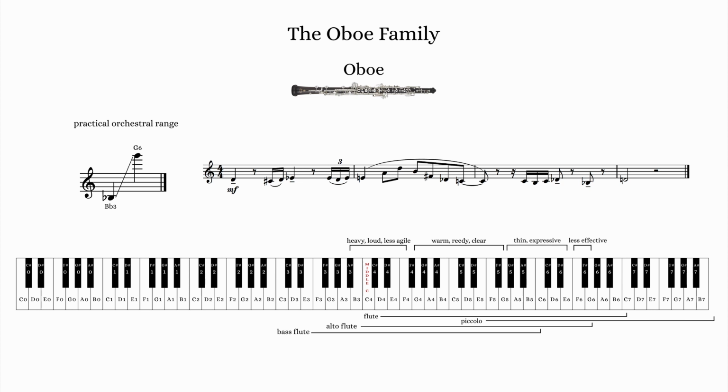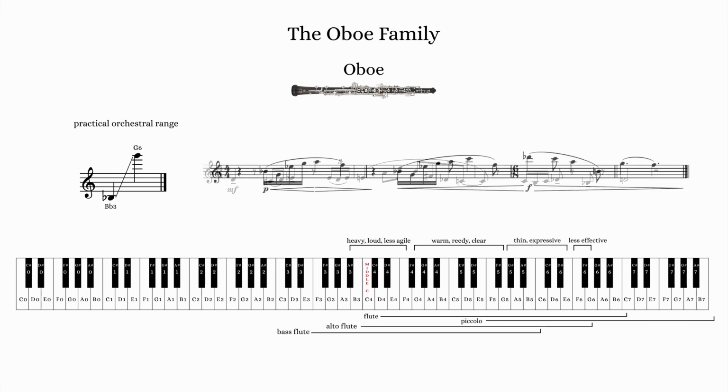The notes above the treble clef staff are a bit thinner, but are clear and expressive. The highest notes, above E6, are less effective for orchestral writing. This example demonstrates the oboe moving from the middle register to its higher register, where the timbre thins out a bit, but still is very expressive and lyrical.